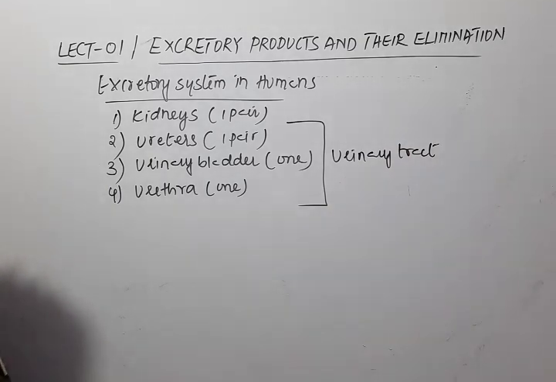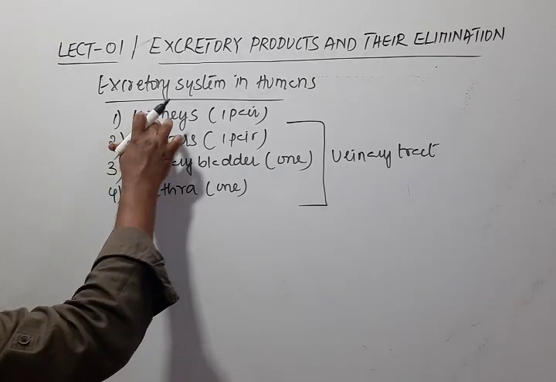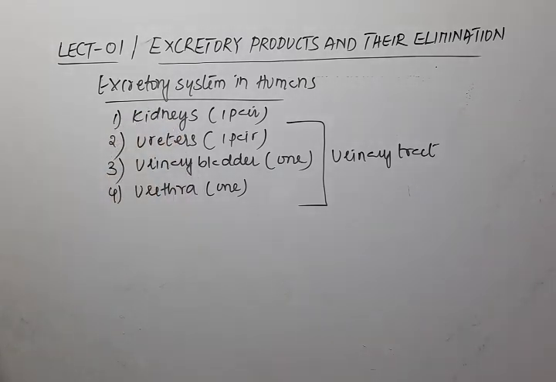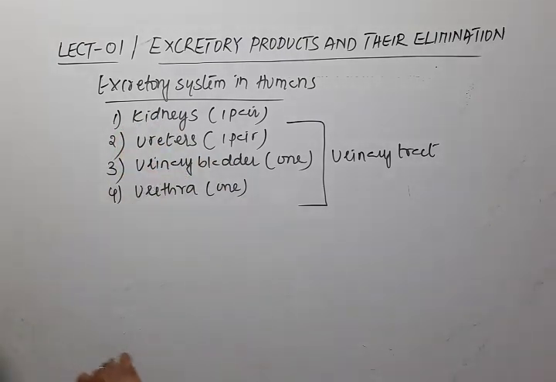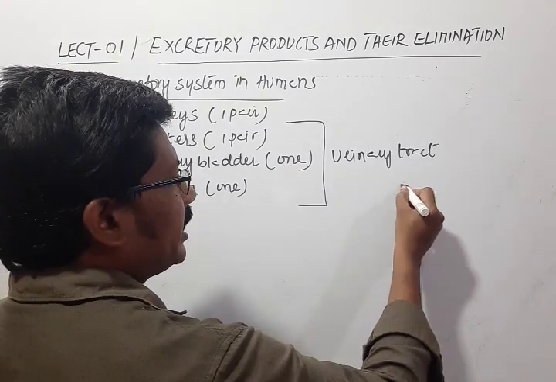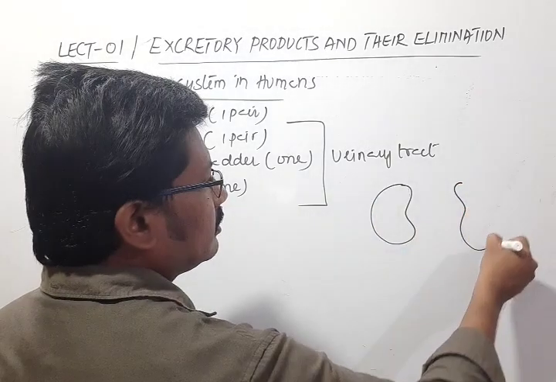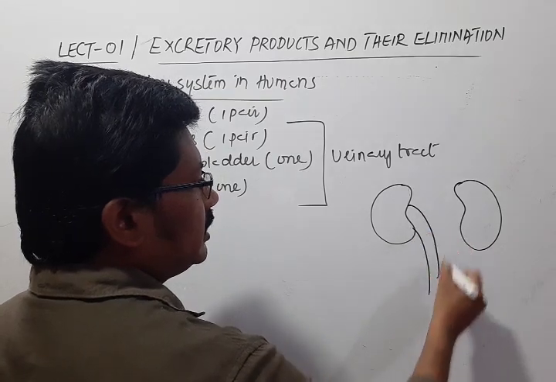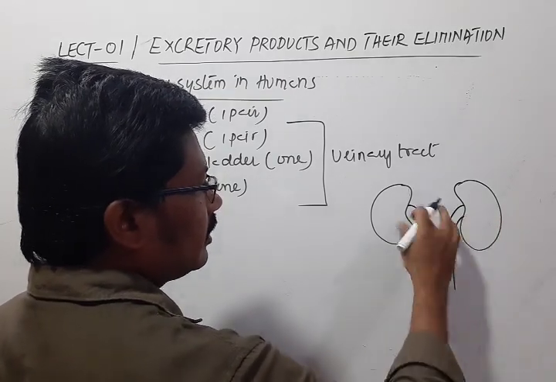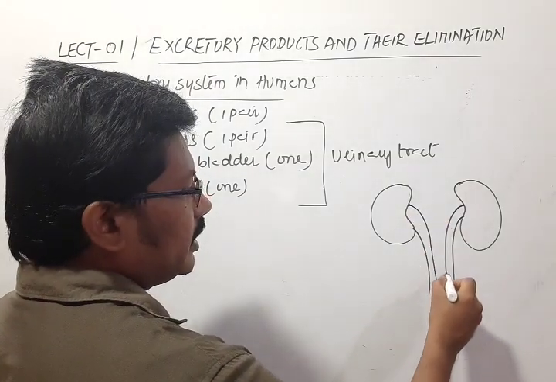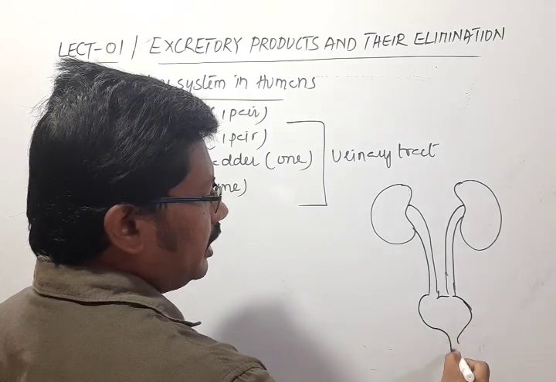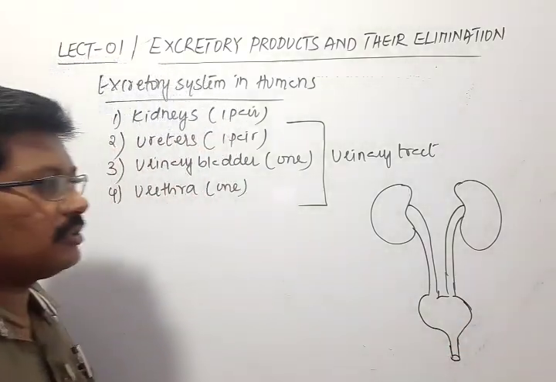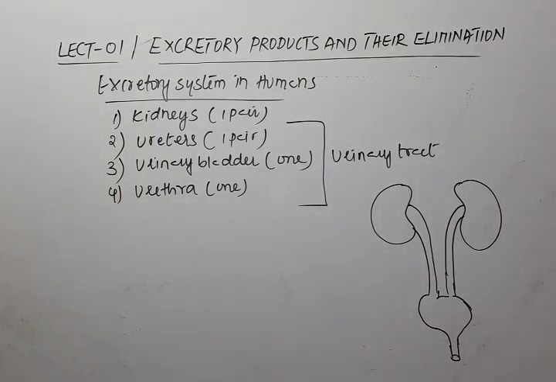All these together are called urinary tract. Now we'll first see about the kidneys, and then the ureters, urinary bladder and urethra. Of course here is a simple diagram of that, the ureters, which open into the urinary bladder, and the urinary bladder continues as urethra here.